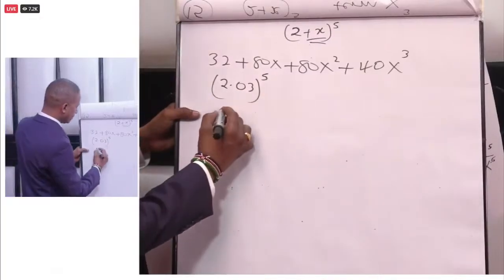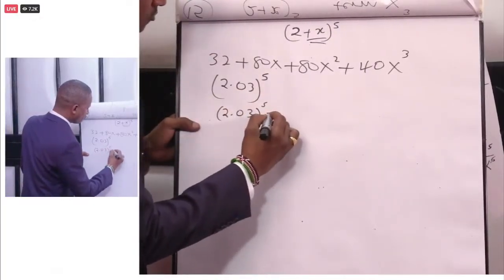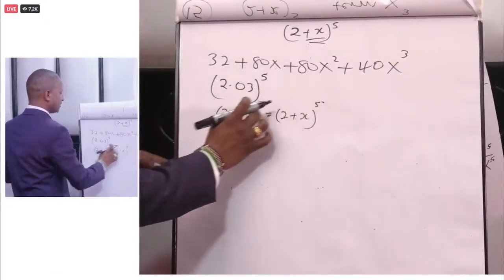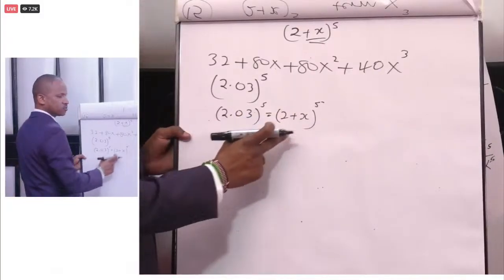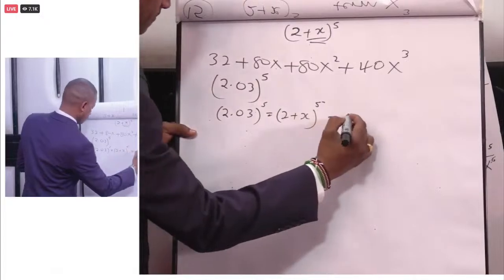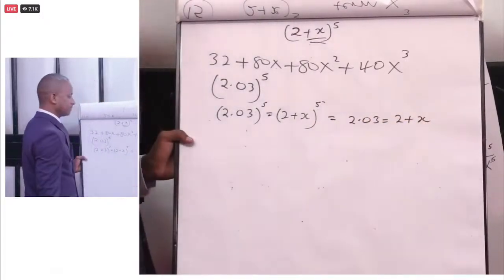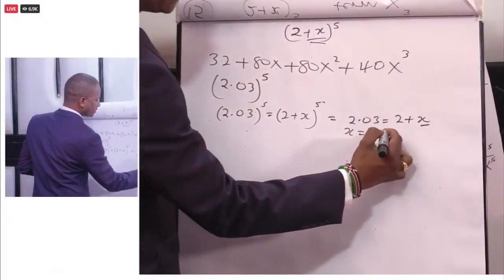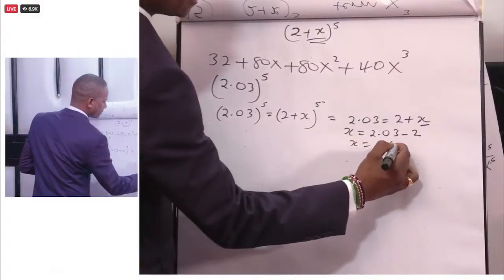So you equate 2.03 raised to power 5 equals 2 plus x raised to power 5. Because these are the same, these are equal. What is inside here is equal to what is inside here because the powers are also the same. So therefore, 2.03 equals 2 plus x. Make x the subject of the formula. x equals 2.03 minus 2. So x equals 0.03.